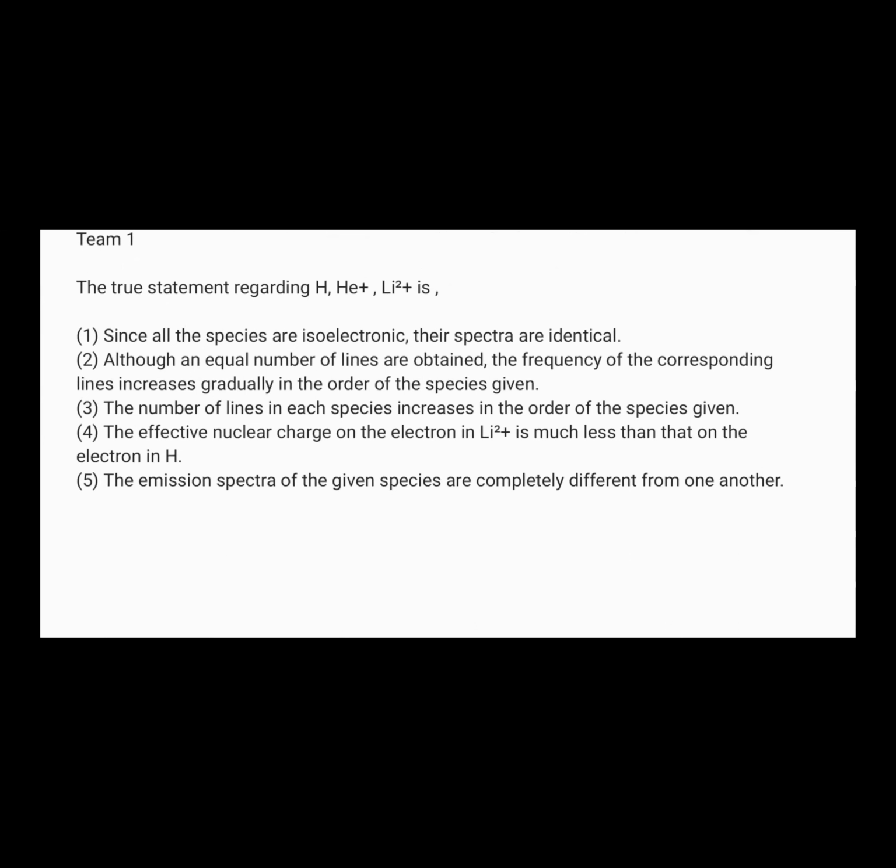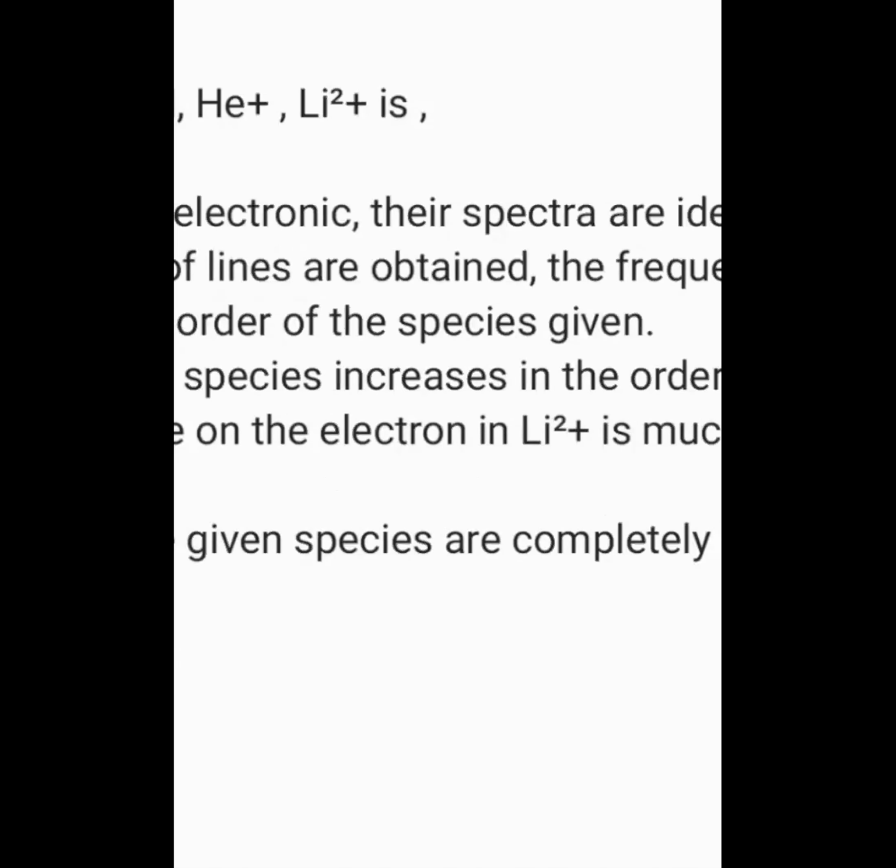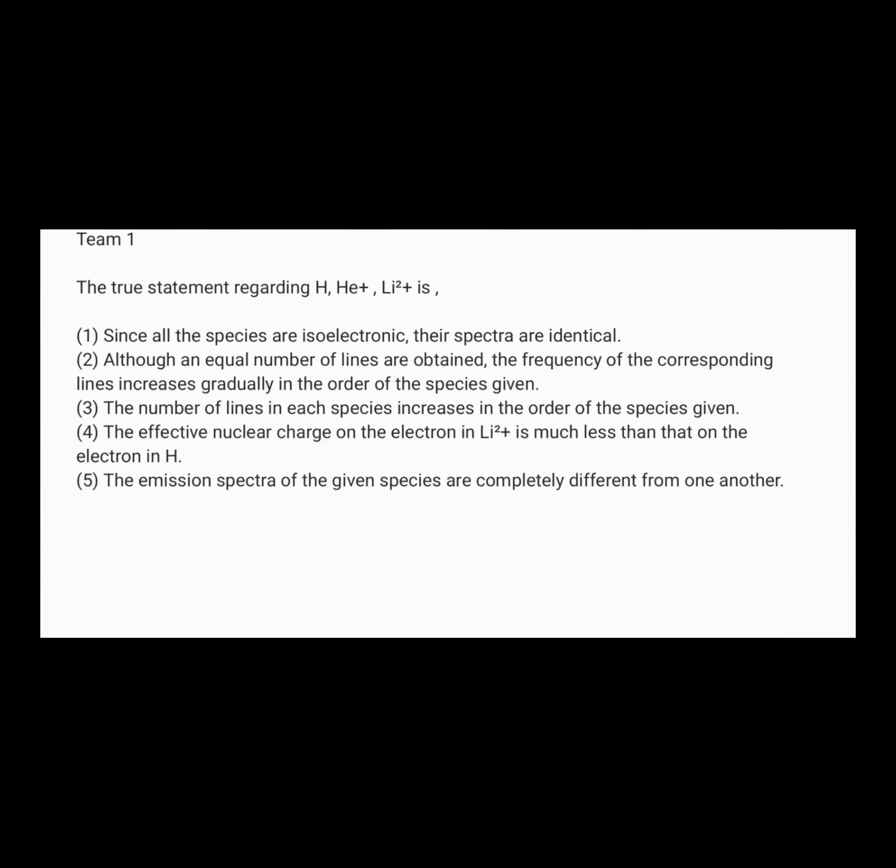So, students, did you all get the question? Ma'am, we can't see the question properly. Sir, can you zoom the question? I think half of the question is there. Okay, now we can see it. Again, there's a problem in your slide. Ma'am, now it's okay. Actually, the question should be the true statement regarding emission spectra of He+ and Li2+. That's more accurate, actually. Yeah, regarding the emission spectra.